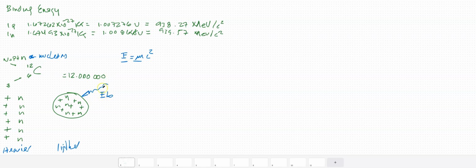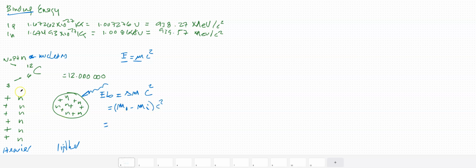So that energy you need to add to bring all the nucleons outside is called the binding energy. And the binding energy is actually the difference in mass times the speed of light squared. So it's mass outside minus mass inside, times c squared.